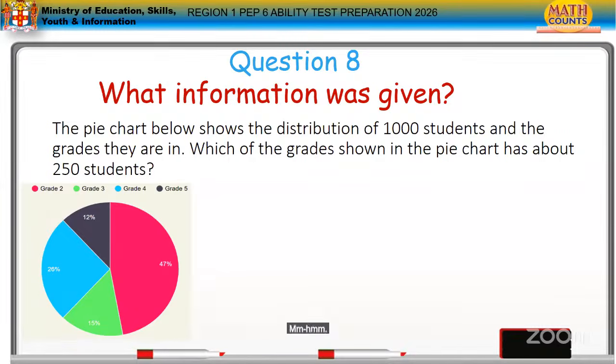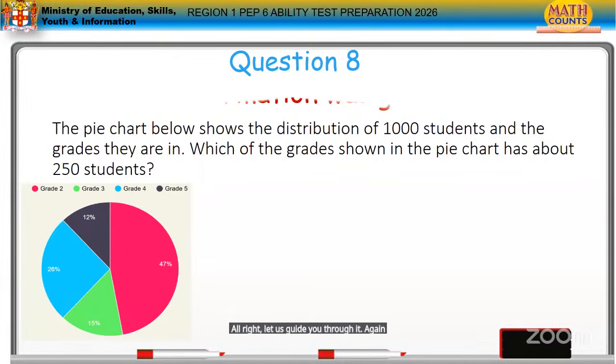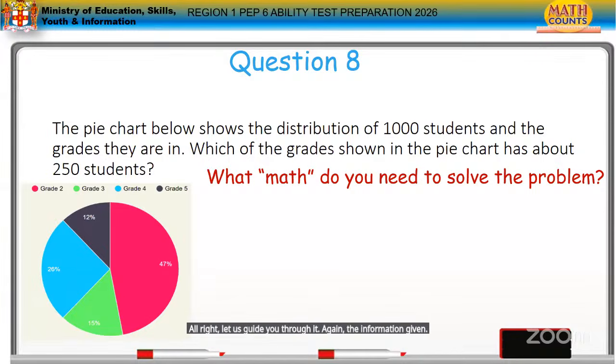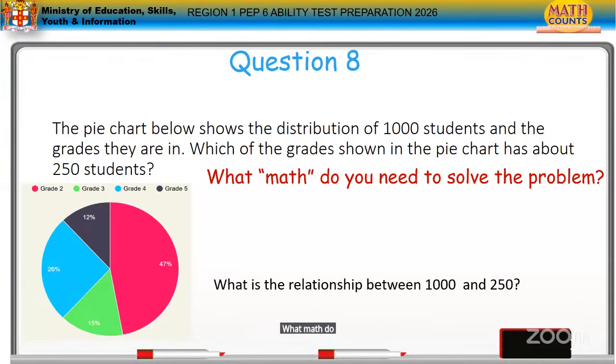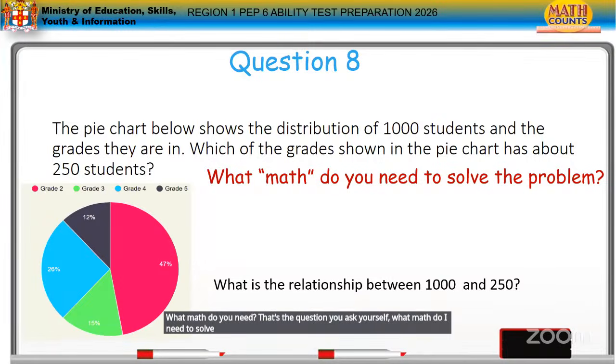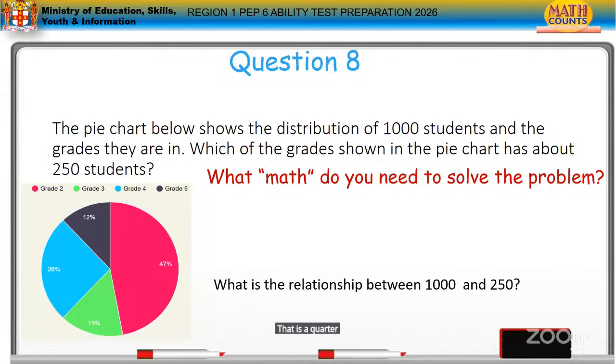All right, so let us guide you through it. Again, the information given. What math do you need? That's the question you ask yourself: what math do I need to solve this problem? One of the things that you can use from a previous question is benchmarking. So once you know the relationship between 1,000 and 250, which was revealed by Jesse, if that is a quarter or 25%, fine, then you can now proceed.